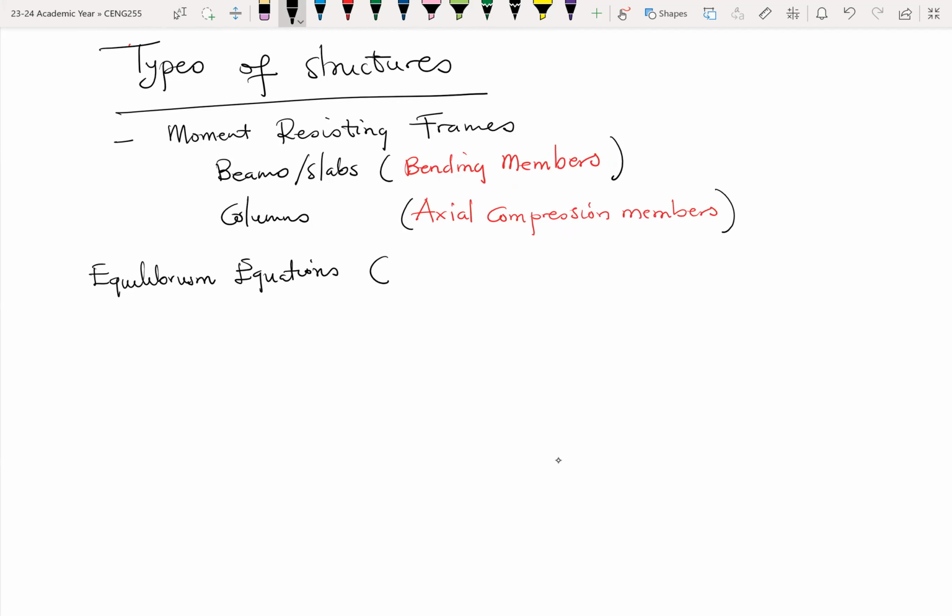These are typically equations of statics. I think there were three of them, and we mentioned that summation of forces in the vertical direction equals 0, so that's one of them. Then summation of forces in the horizontal direction equals 0. Then summation of moments about a point is equal to 0. Right, so these were your three equilibrium equations.